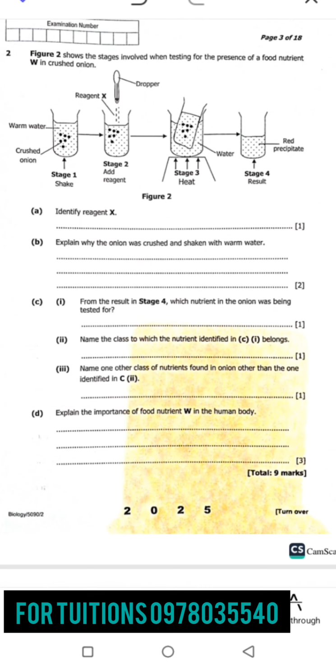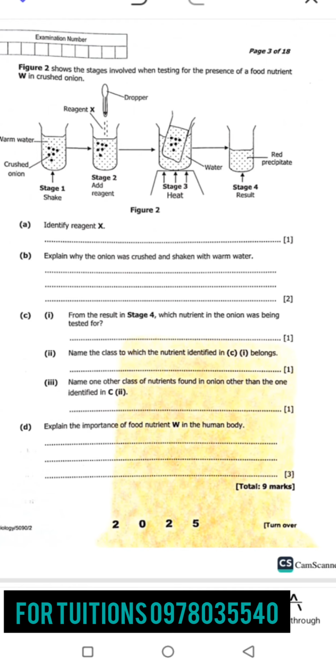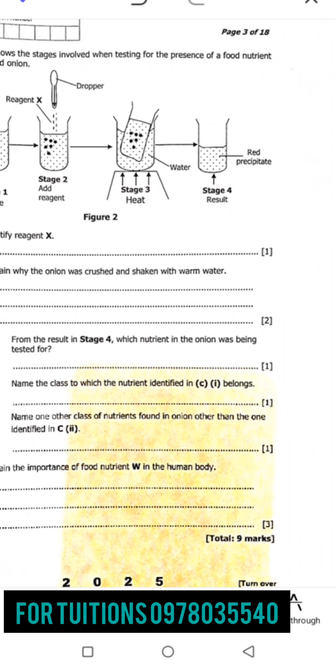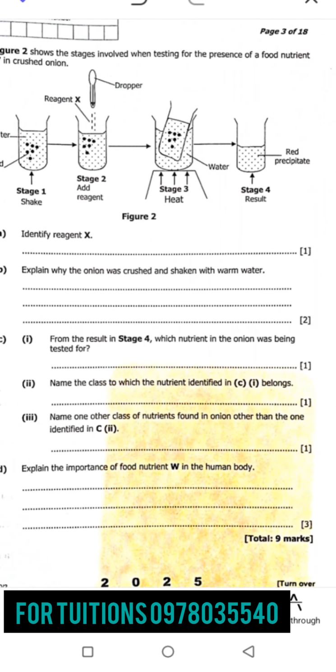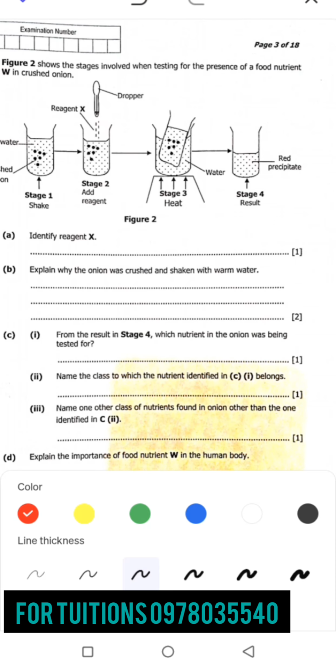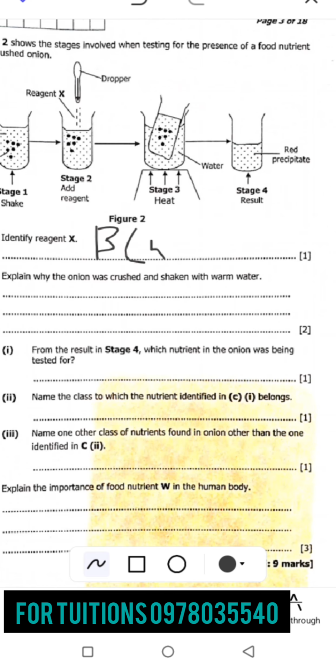So if the reagent can produce blue-black, then the reagent has to be iodine. But in this case, the color of the result was a red precipitate. So what can give you a red precipitate is what we call Benedict's solution. So the answer there is just Benedict's solution. That's the reagent here. So it is Benedict's.